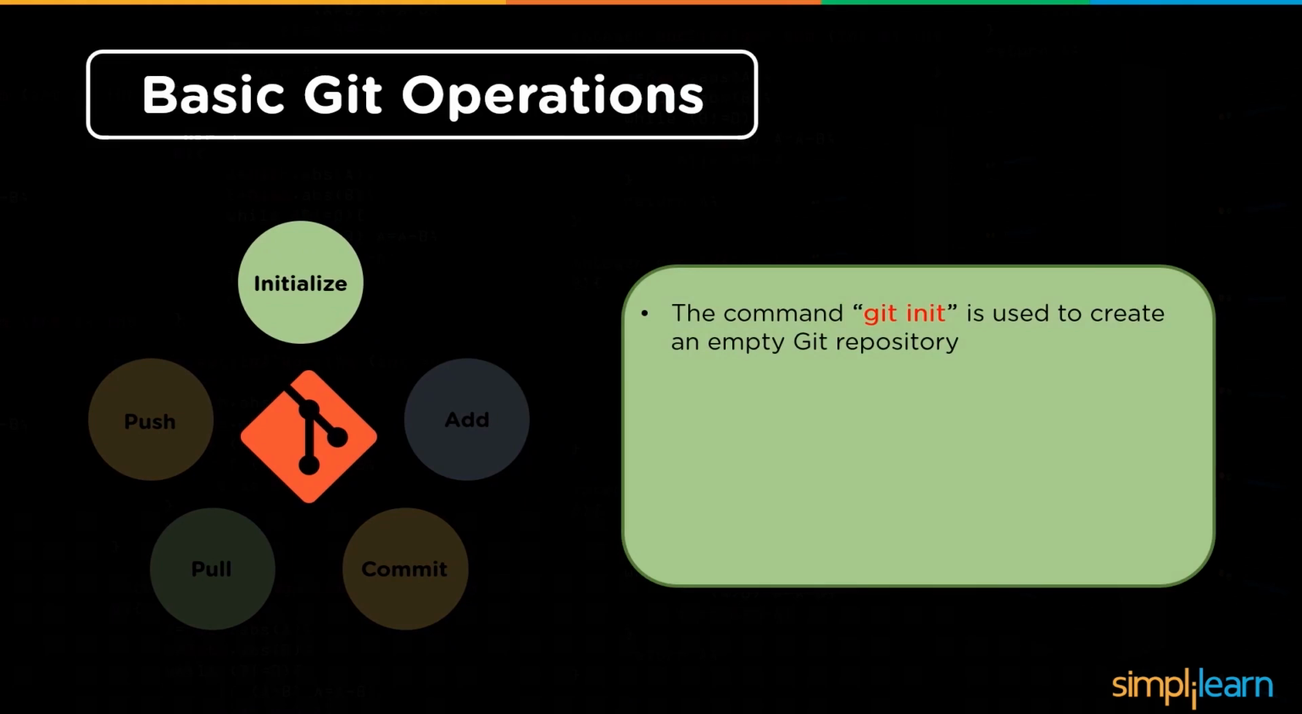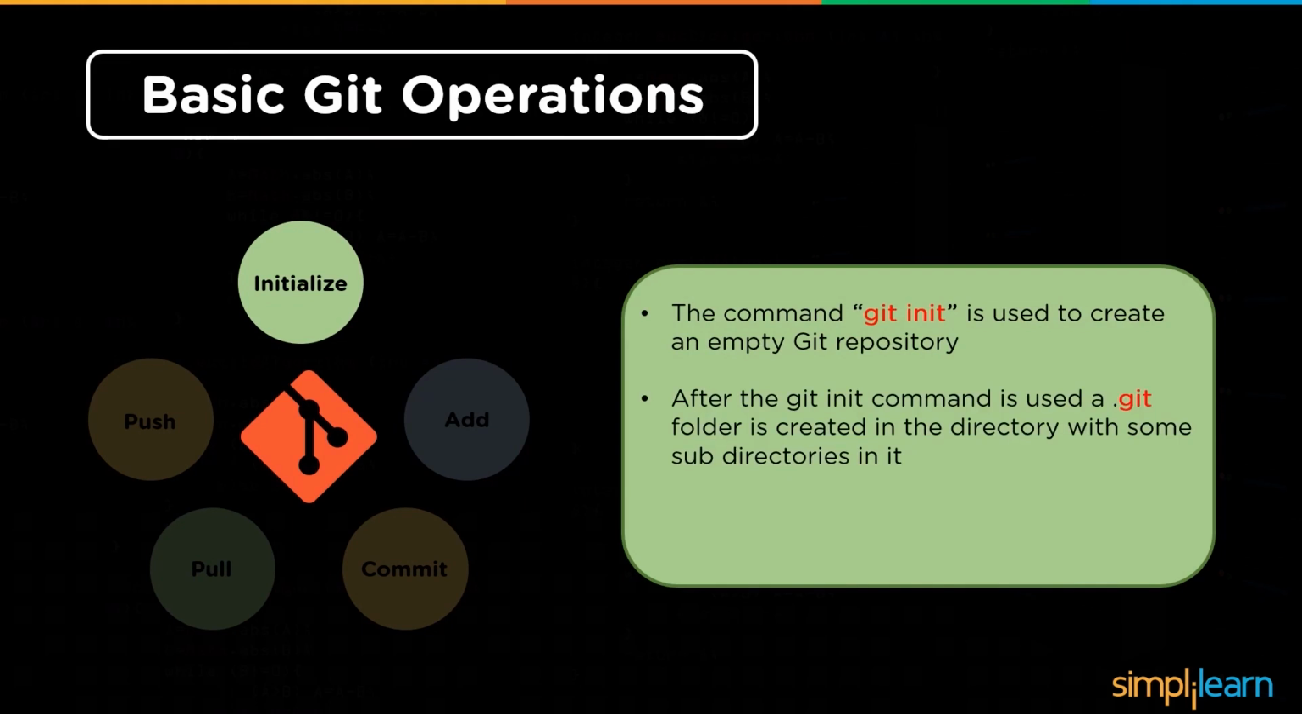It's used to create a new and empty repository. Once the git init command is executed, what will happen? You run the git init command in a folder. For example, I have created a folder called git repo, and in that I have executed the git init command. The moment you execute git init, a .git directory will be created. This .git directory represents that you are now working in a git repository.